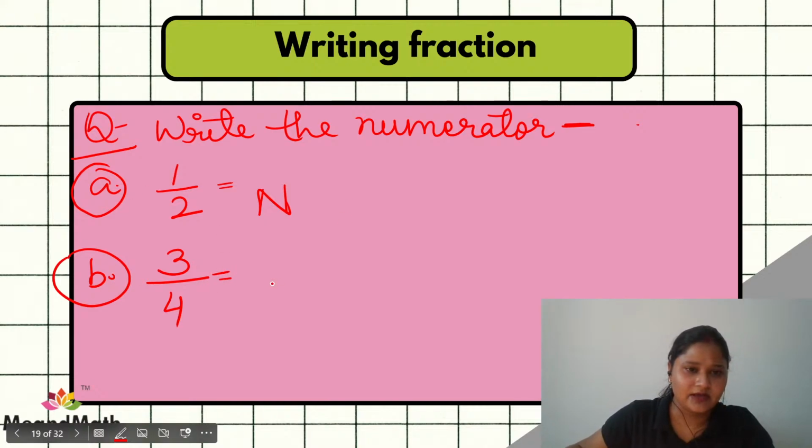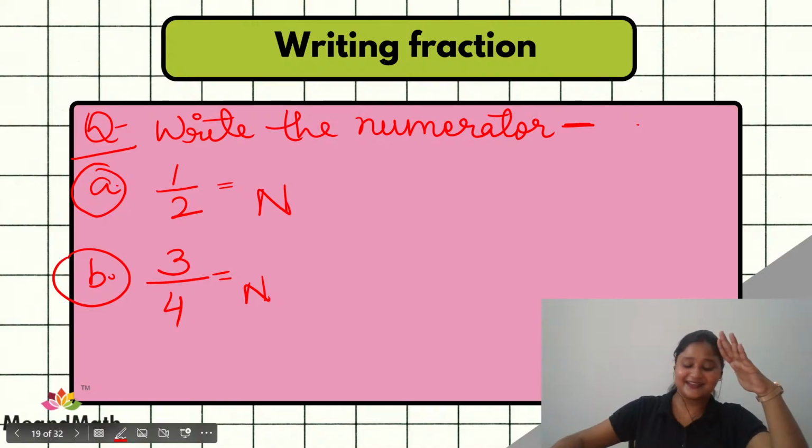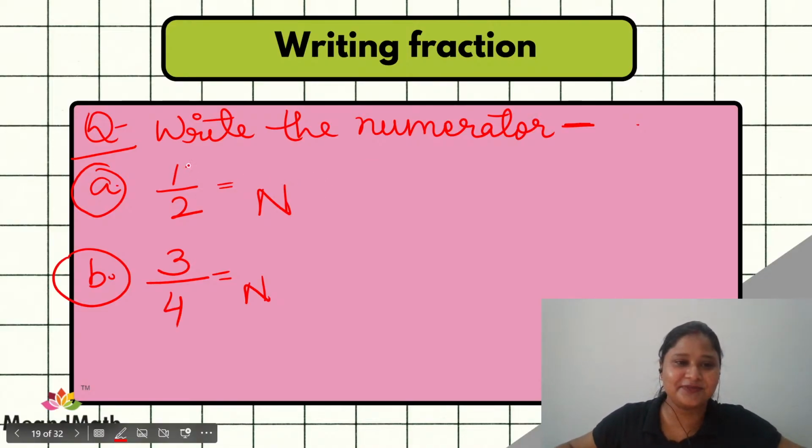Come on, hurry up. Should I start the counting? Okay, so here I begin. Tick, tick, 1. Tick, tick, 2. Tick, tick, 3. Tick, tick, 4. Tick, tick. And I have already got the answer. Amazing. So here the numerator is 1 and here the numerator is 3.